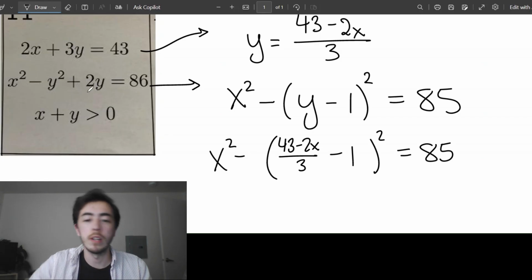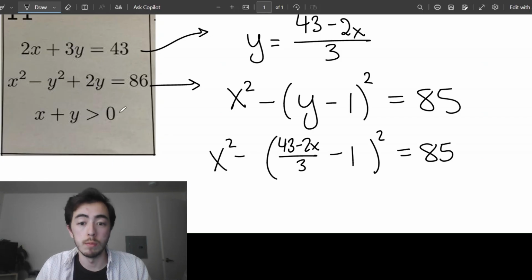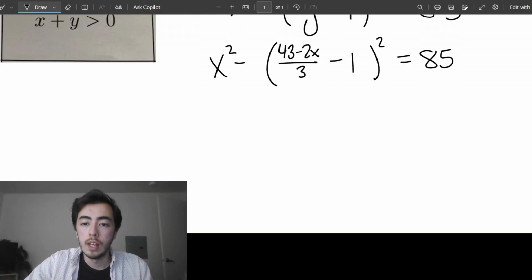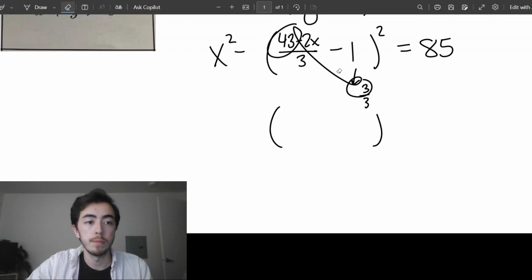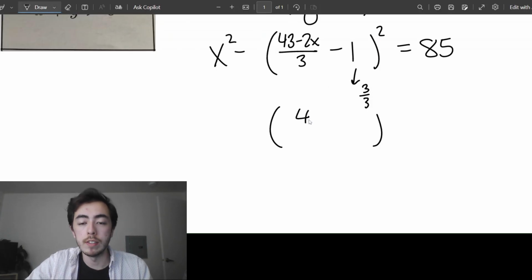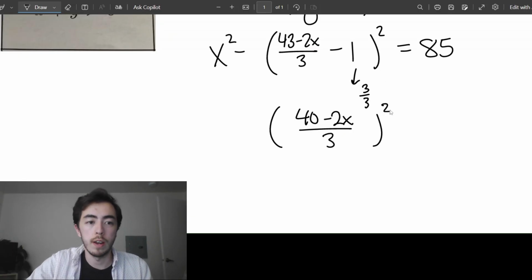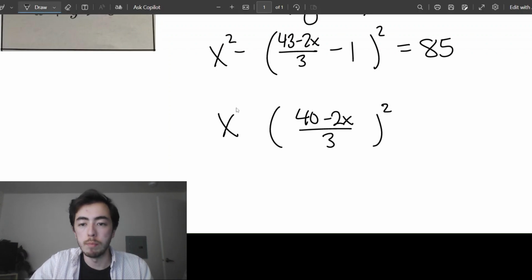So this step that I just wrote down just shows that I'm substituting out the y. Then I could call this 1 a 3 over 3 to match the denominators. And then I can see that the 43 minus the 3 gives me just a 40, a little bit of an easier number to work with. So I get 40 minus 2x over 3 and square that. And then I'll just keep the x squared minus and then the 85 the same.